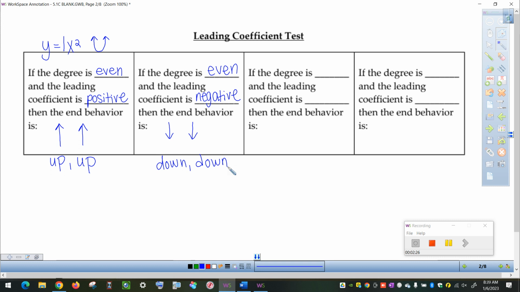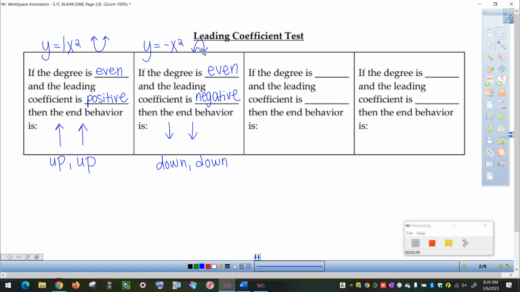And the one that I think about to remember this is the graph of negative x squared. I know that when I put a negative in front of the x squared, it's going to flip the parabola over, and it's going to make it look like the parabola is now opening down instead of up. And sure enough, I'm going to see those arrows pointing down, down. Even degree, and we have a negative in front.